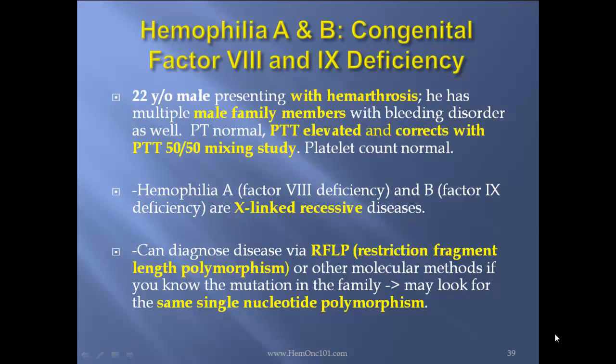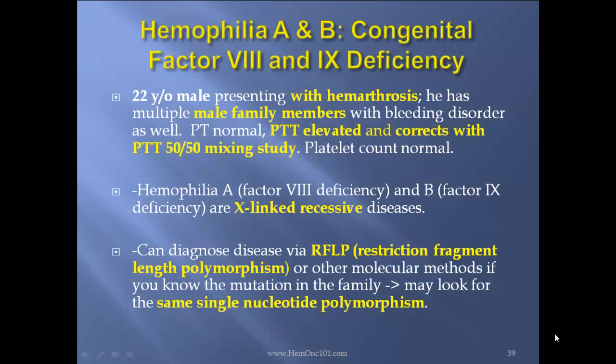Hemophilia A and B, congenital factor VIII or IX deficiency. Case report, 22-year-old male presenting with hemarthrosis. Said multiple family members with bleeding disorder as well. PT normal, PTT elevated, corrects with a 50-50 mixing study. Platelet count normal. Hemophilia A, factor VIII deficiency, or B, factor IX deficiency are X-linked recessive diseases.